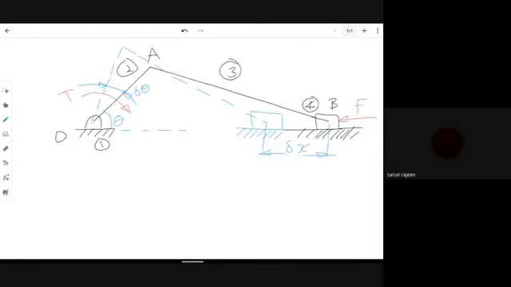Now, if you ignore friction, and then you look at the different parts of the system carefully, apart from the applied force F and the applied torque, which is acting externally on the crank or link number 2, there is a force at the bearings.